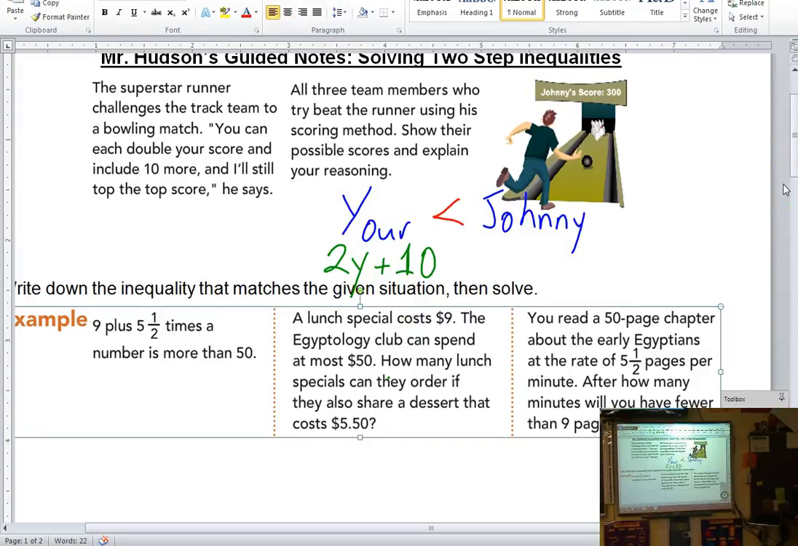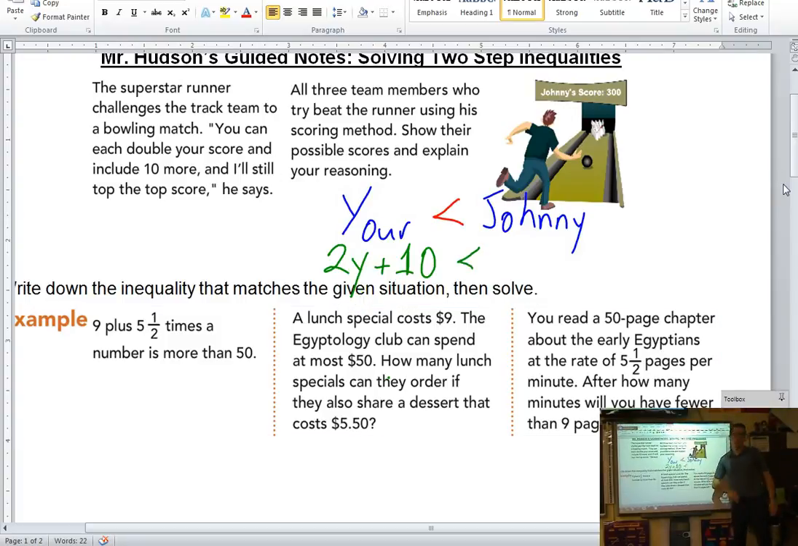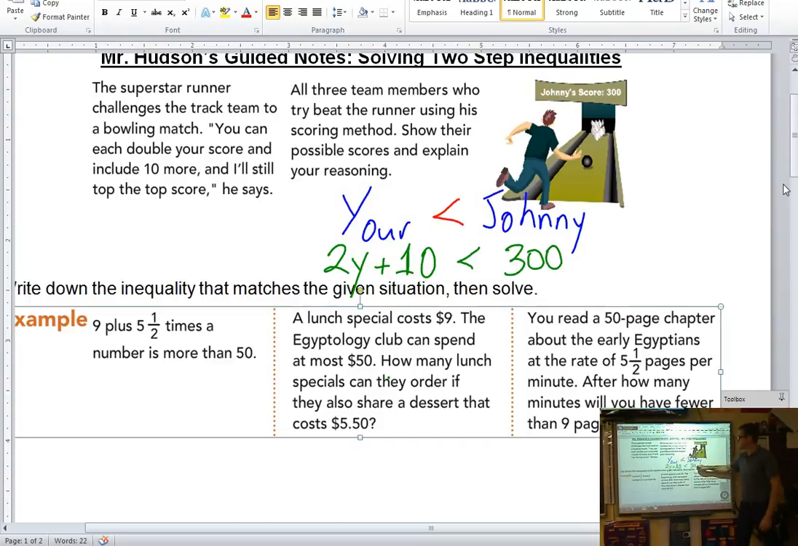So 2y plus 10 was then less than, and then Dom gave this away. What's Johnny's score? 300. So now what we're asked is what could our scores have been? If Johnny's statement's true, how can I solve what our scores could have been?